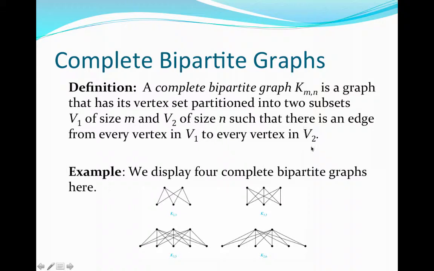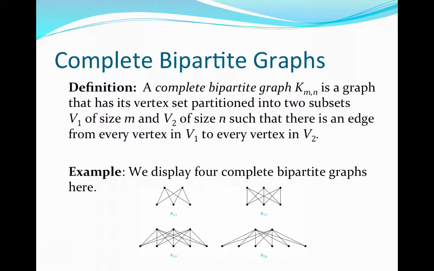And we still have the property that none of the vertices in the first set are connected by any edges, and none of the vertices in the second set are connected by any edges. But what makes this bipartite graph complete is that, in fact, each vertex in the first set is connected to every vertex in the second set by an edge, and vice versa. So let's look at some examples.